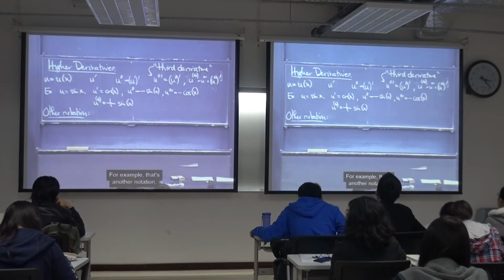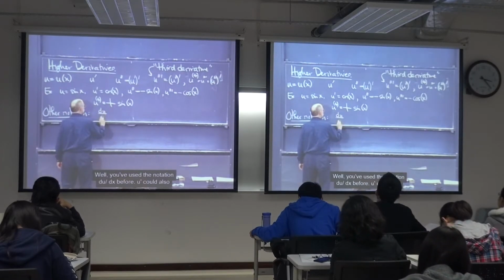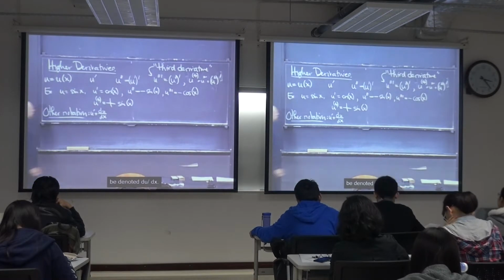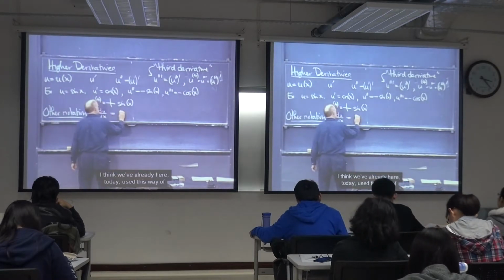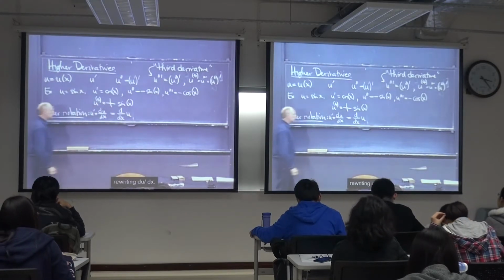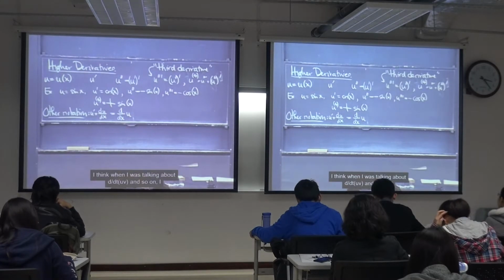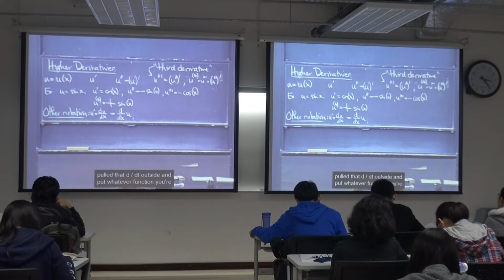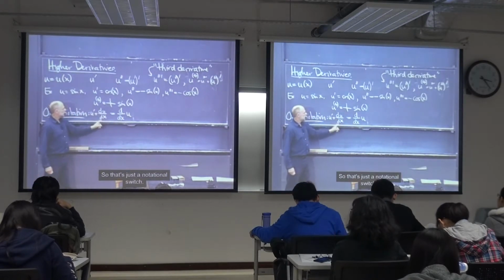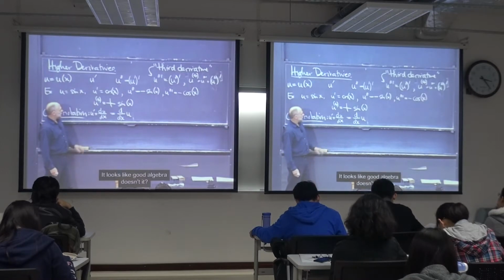As another notation, well, you've used the notation du dx before. U prime also could be denoted du dx. I think we've already here today used this way of rewriting du dx. I think when I was talking about dt and uv and so on, I pulled that d divided by dt outside and put whatever function you're differentiating over to the right. So that's just a notational switch. It looks good. It looks like good algebra, doesn't it?